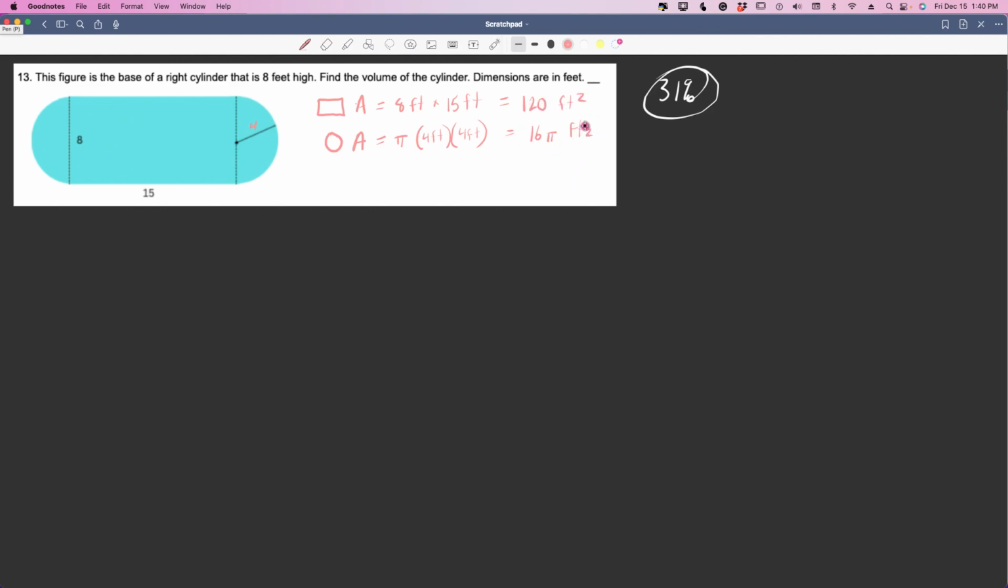This is our area. We're going to add it together. They're not like terms. So we're going to say feet squared for everything, but then we're going to put it in parentheses. 120 plus 16 pi. Okay, there's our area. Now we have to find the volume. 8 feet high. That is our height. So we are going to take this and multiply it by 8 feet.